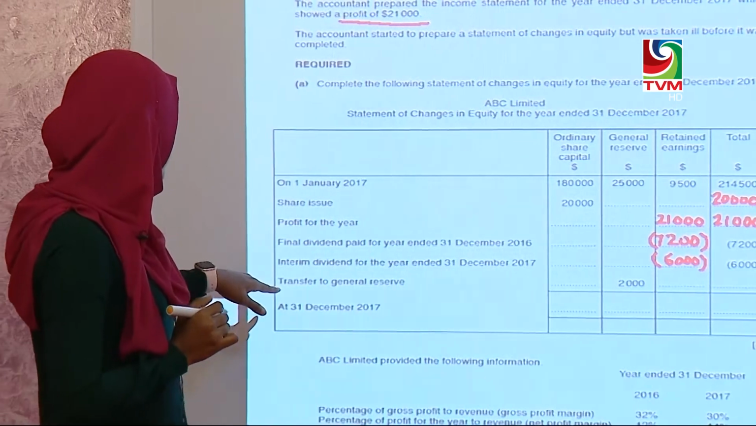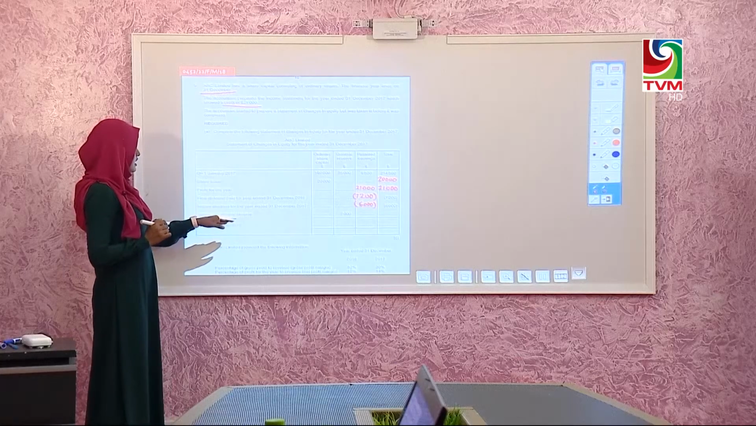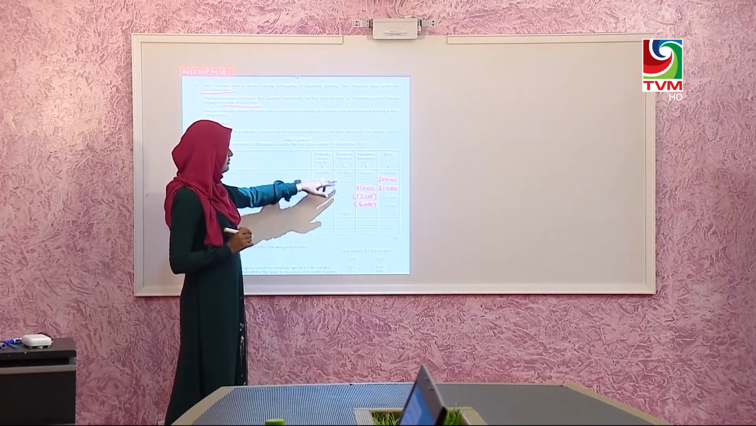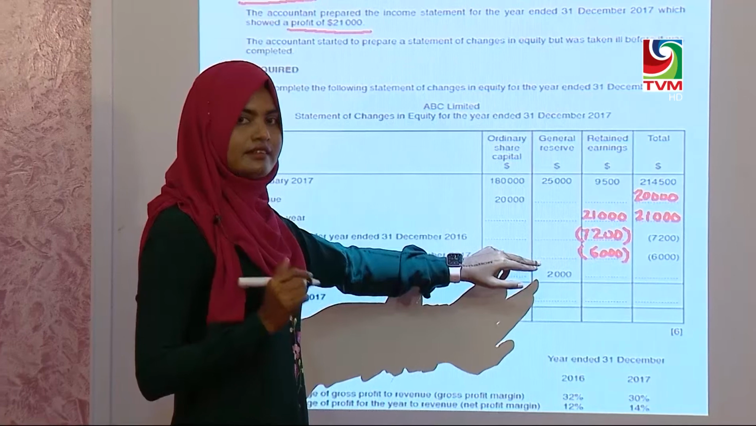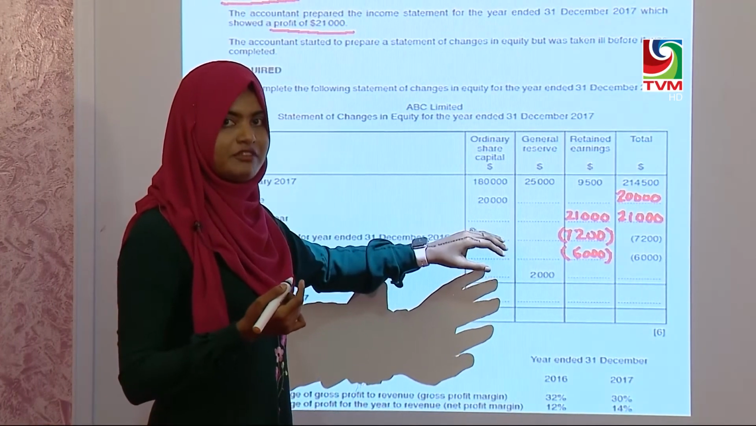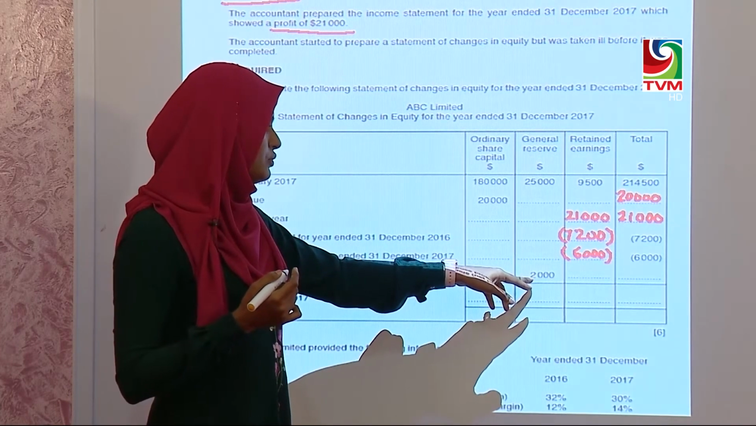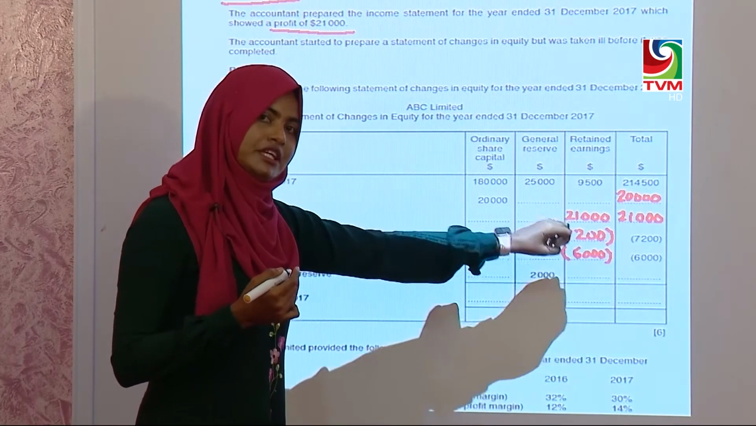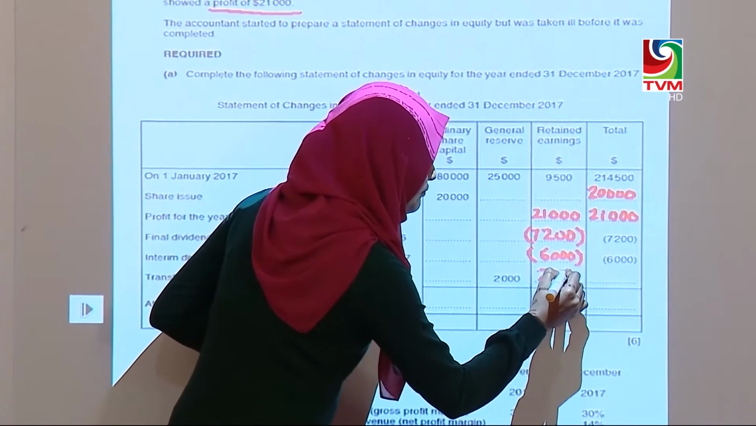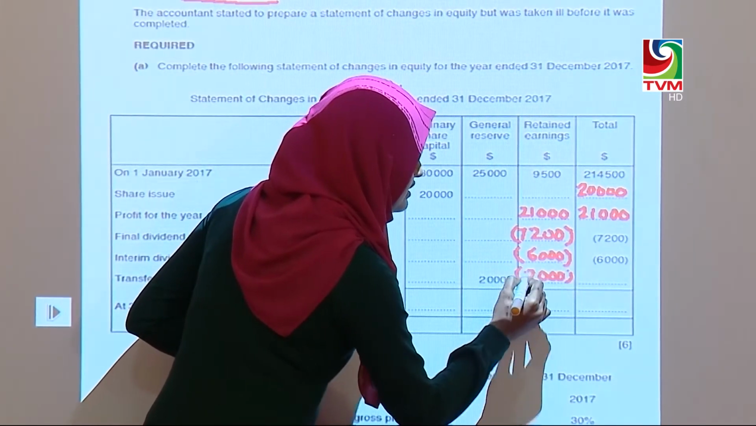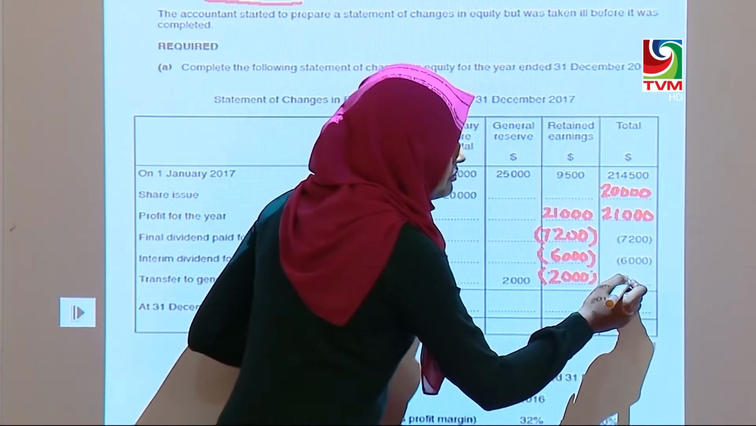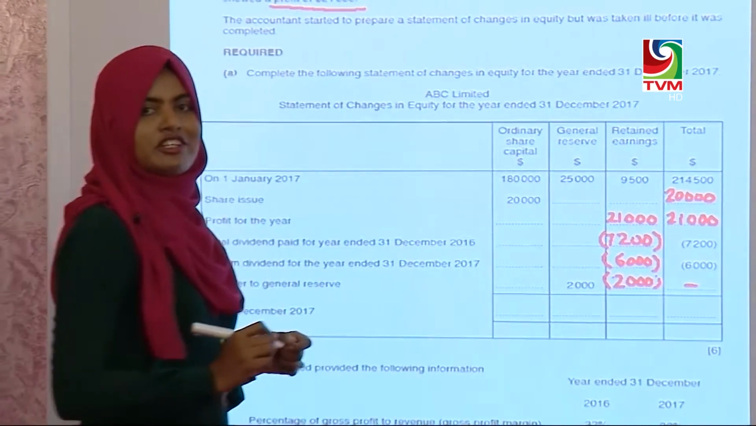Then the final one here is transfer to general reserve. Now when they have recorded the transfer to the general reserve, we can see that they have included the 2,000 in the general reserve column. That means there is a transfer to general reserve during the year. So this 2,000 will actually be taken from the retained earnings here. So 2,000 needs to be deducted from the retained earnings, then it will be recorded in the general reserve column. So there won't be anything in your total column here.